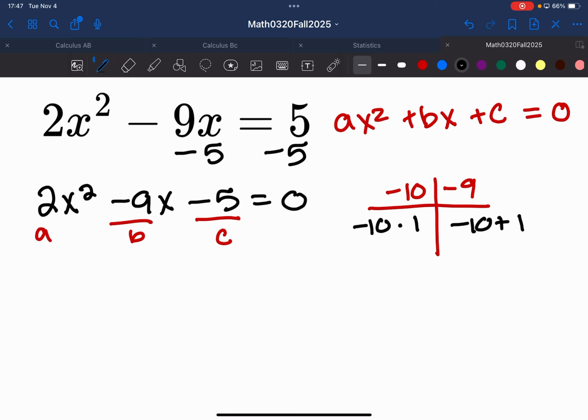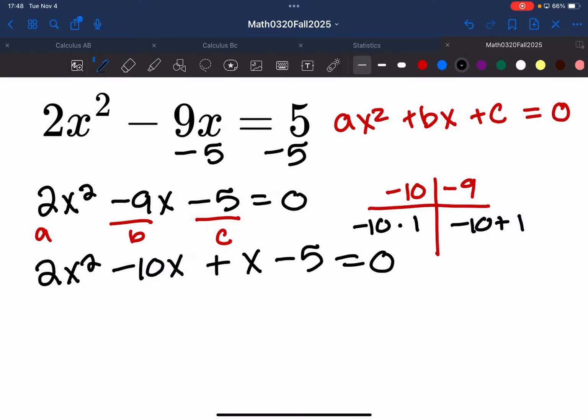So I'm going to expand my b value. So that's 2x squared minus 10x plus x minus 5 equals 0. So again, I use these two values and I put them here. So now that I expanded my b value and I have 4 terms, I'm going to do factor by grouping.